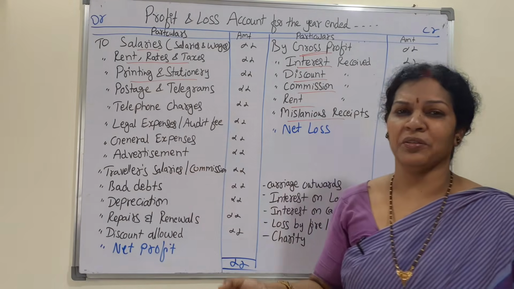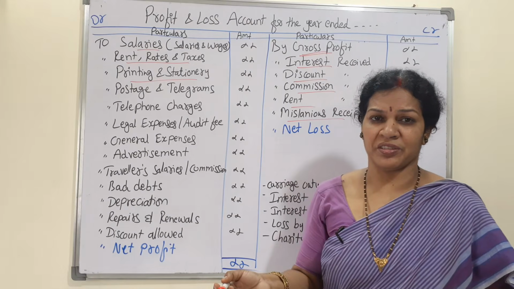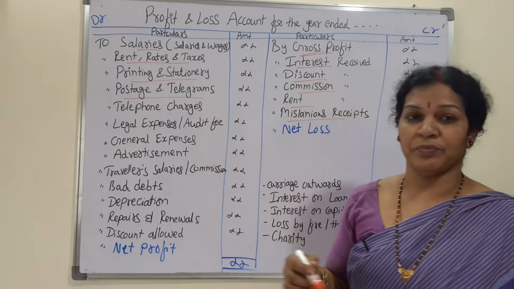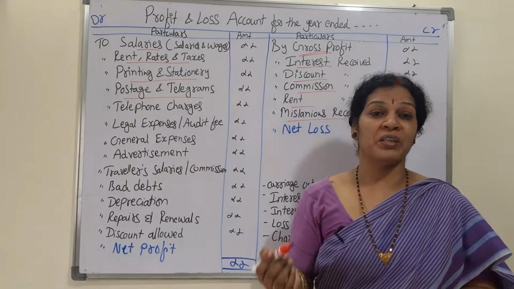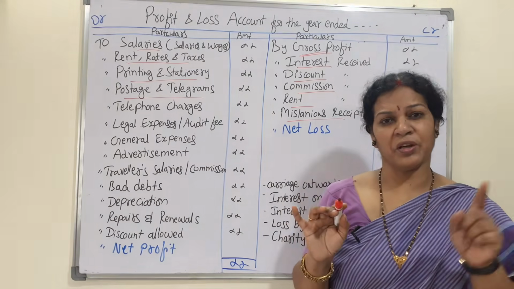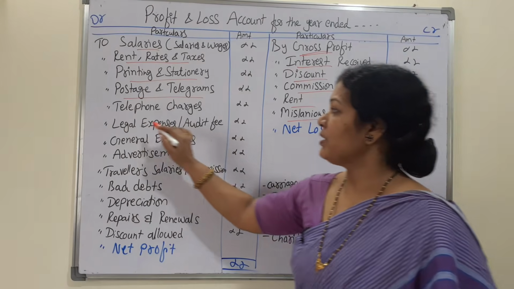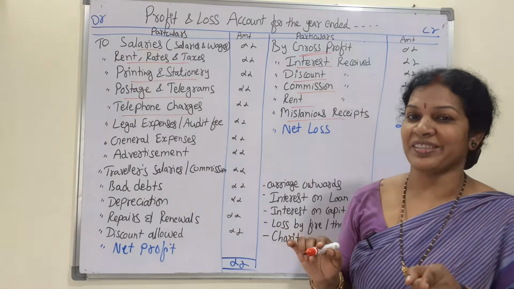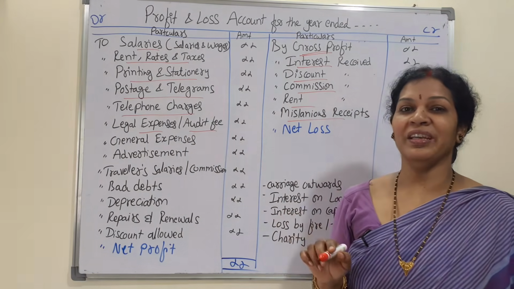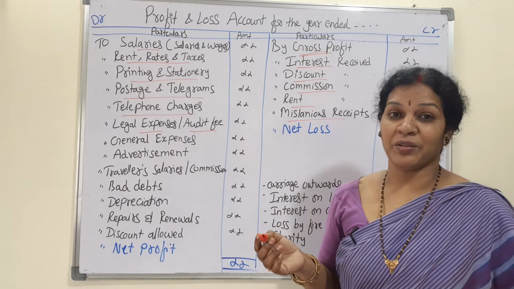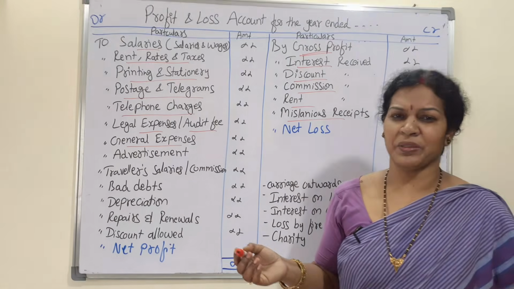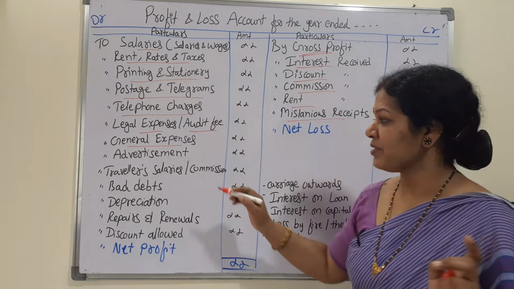Printing and stationery, office people only use this, so it is an indirect expense. Postage and telegram: want to post anything, want to send a telegram, telephone bill, anything is an indirect expense. Office people will pay it. In the same way, telephone charges. Legal expenses, audit fee, the office will pay this amount, so it is also an indirect expense. General expenses, petty expenses, these are also indirect expenses.